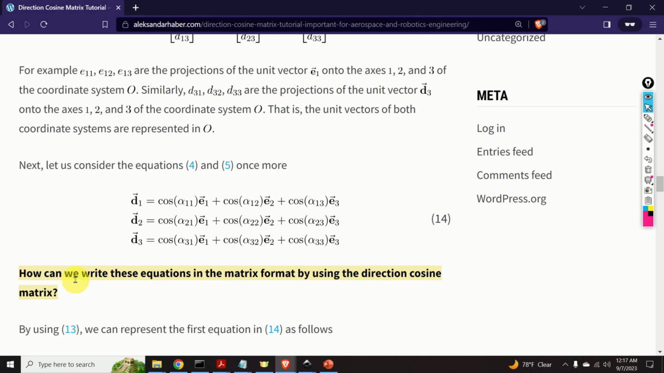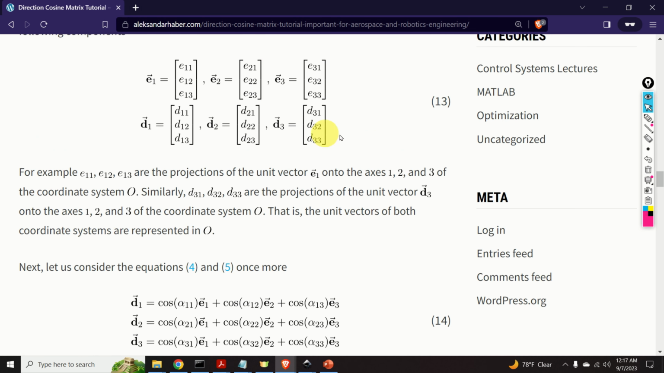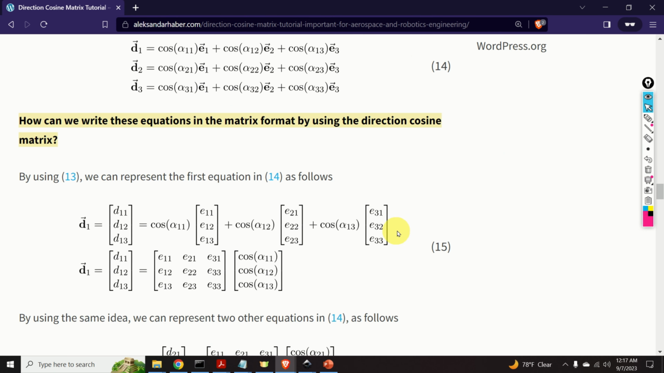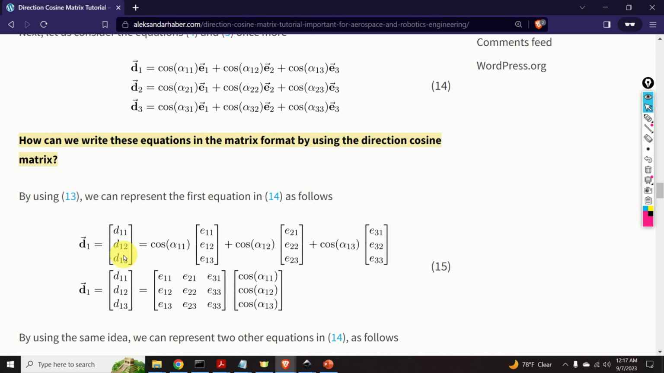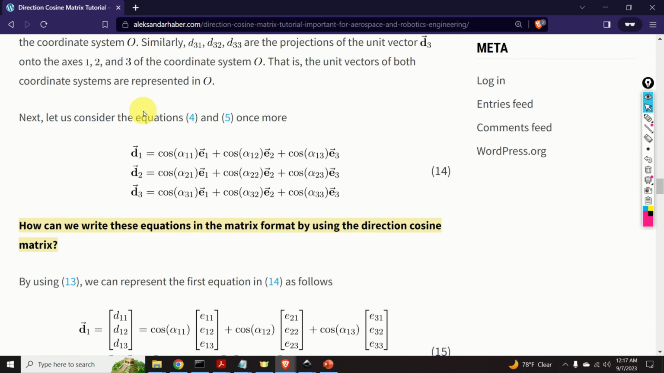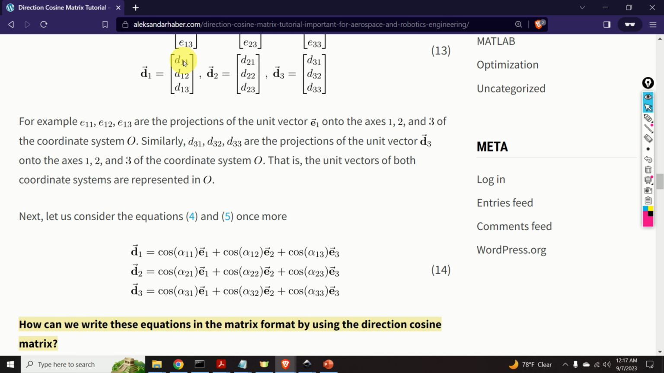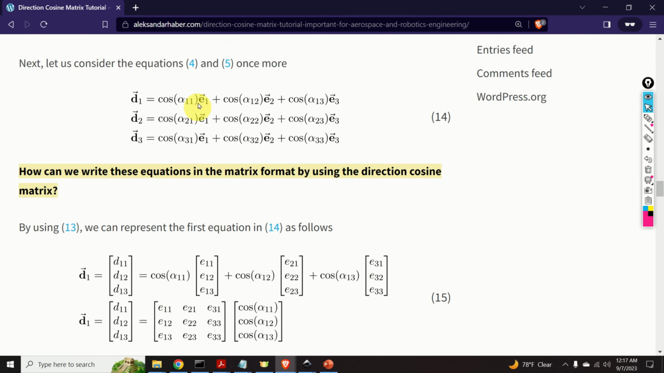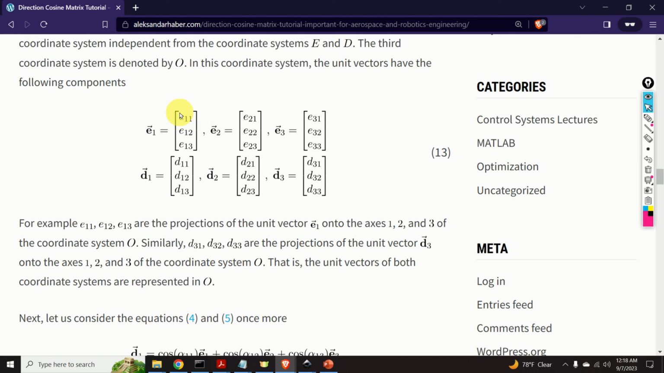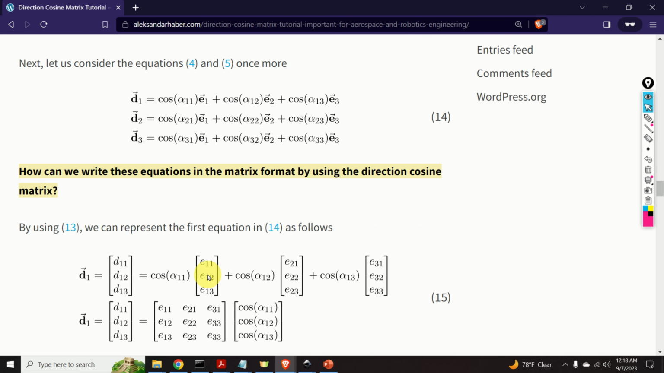Here's the main question. How can we write these equations in a matrix format by using the direction cosine matrix? Let's do that. We will use these projections and these equations to write this equation. So what's happening over here? We simply take D1 and we take its components. Here they are. Then we take E1 and its components and we write it over here. And we do that for E2 and E3. Consequently, the first equation can be written in this vector format.